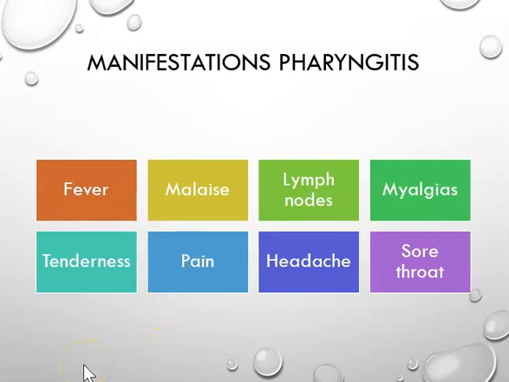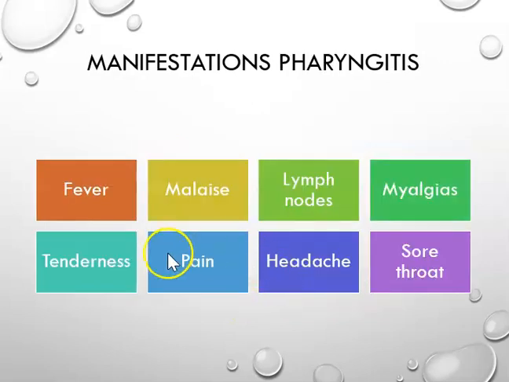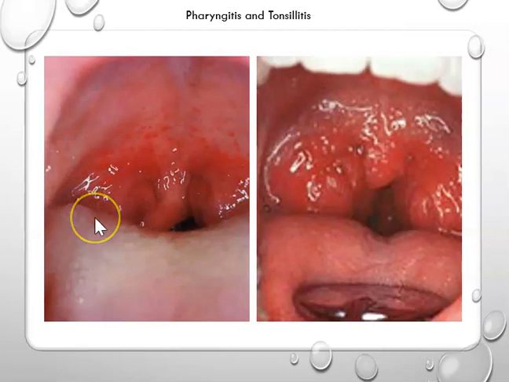So there's a lot of overlap here with pharyngitis versus tonsillitis, but with pharyngitis you're going to have pain and fever, a sore throat, headache, malaise, neuralgias, and myalgias. You're going to have lymph node enlargement possibly, and then with tonsillitis it's going to be a little bit different. With tonsillitis you're going to have fever, malaise, sore throat, pain, and difficulty swallowing. The pharyngitis, again, is the one here on the left. You may have some anterior lymph node involvement, and they're going to be enlarged and swollen.